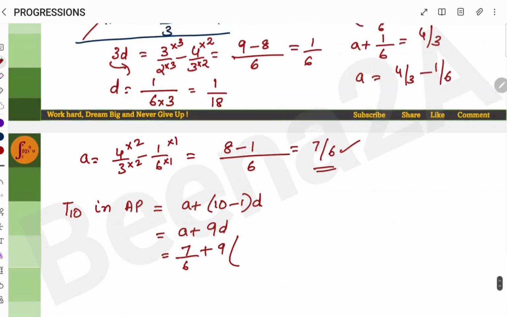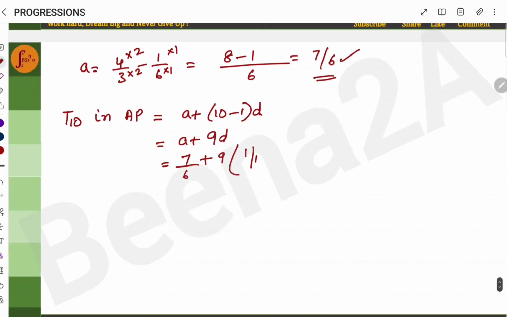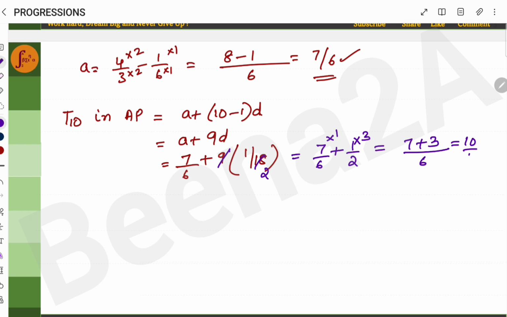What is d? 1 by 18. So I'll get 7 by 6 plus half. 6 is the LCM. Once, 3 times. 7 plus 3, 10 by 6. 2 5s are, 2 3s are. So 5 by 3. So the 10th term is 5 by 3.